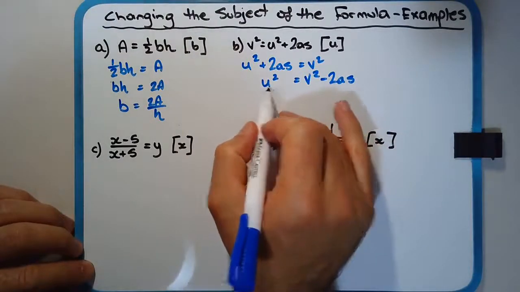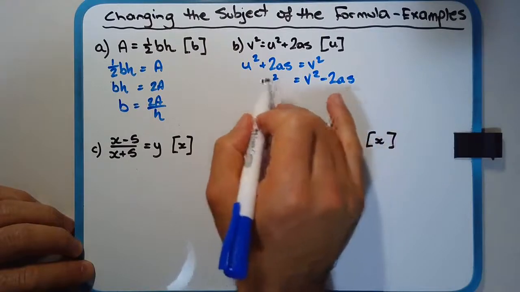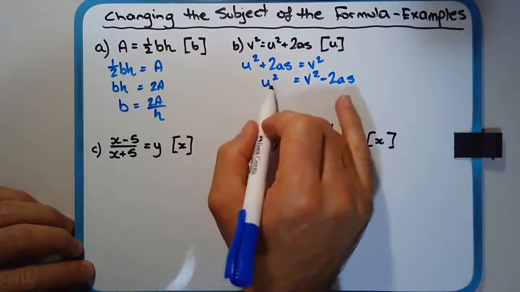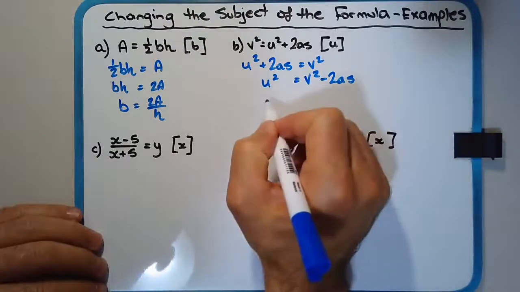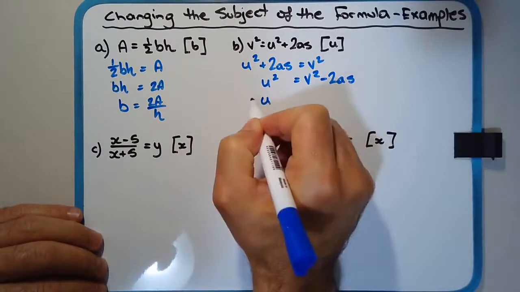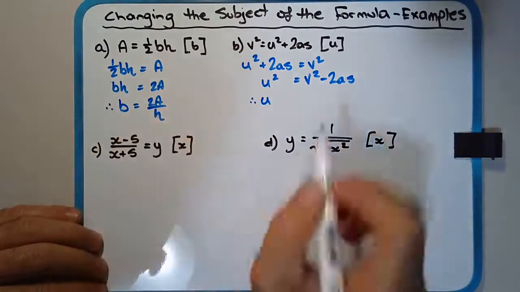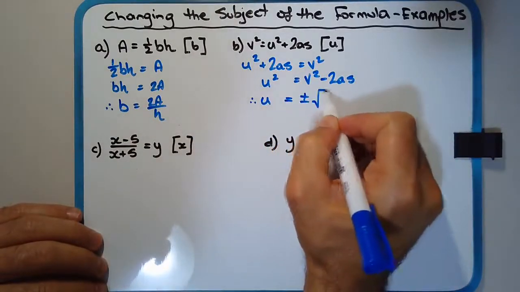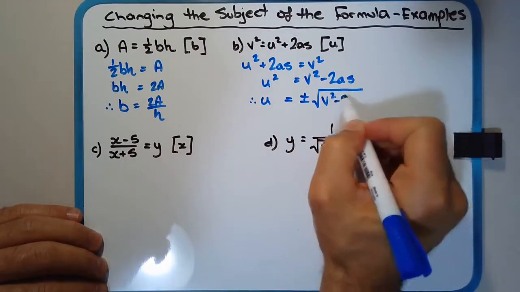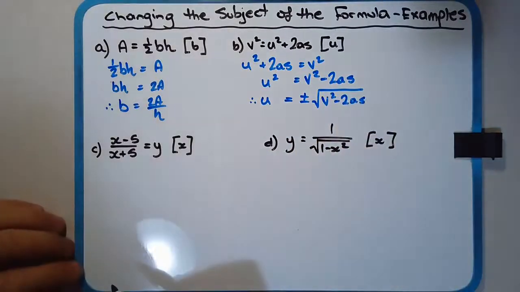And finally, we're going to take the square root. Because we're taking the square root of a square, the solution will involve a plus or minus. So I might just put a therefore there for completeness. Therefore, U is equal to plus or minus the square root of V squared minus 2AS.